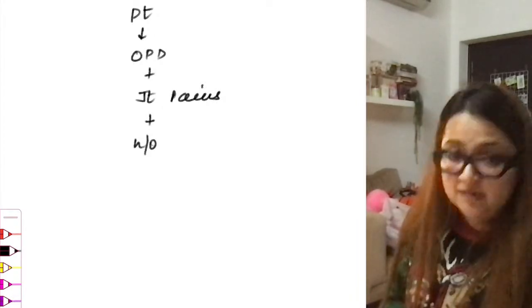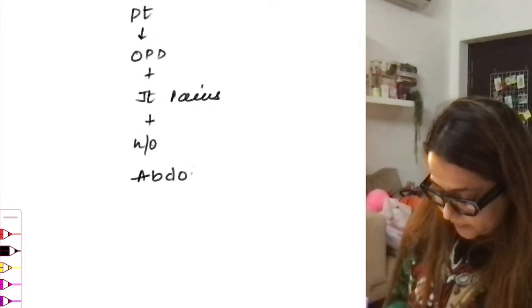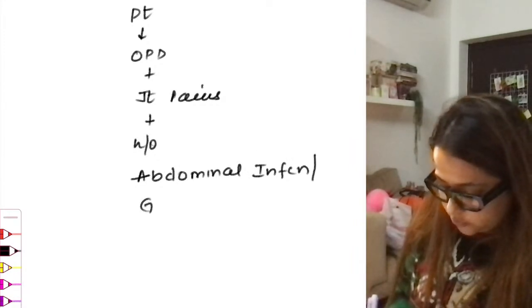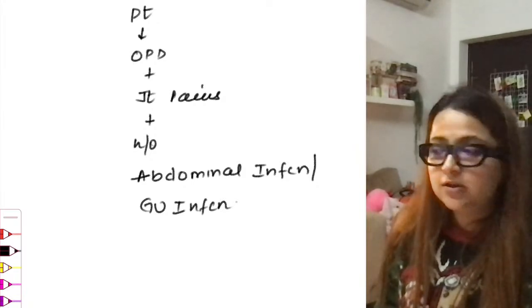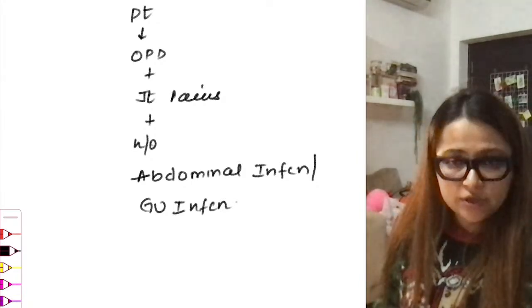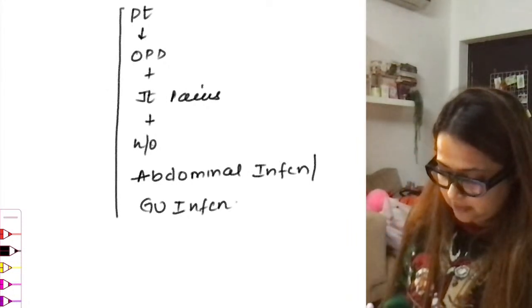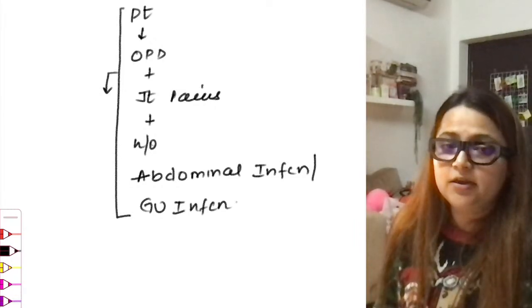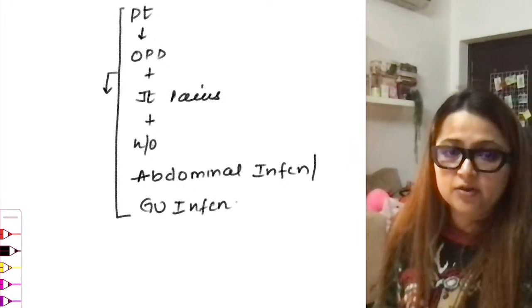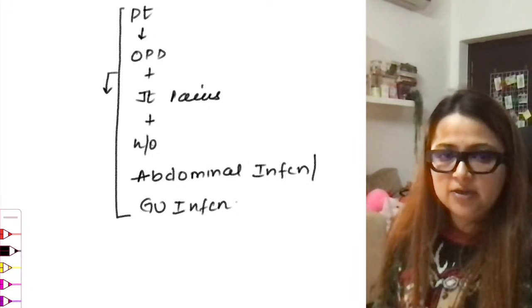and they are going to give you a history of an antecedent abdominal infection, GI infection, or a GU infection, genitourinary infection. Either the patient will give you a history of UTI, or there could be some history of gastritis. This type of history is given in reactive arthritis. There are different organisms implicated in causing reactive arthritis. Can you tell me the organism associated with reactive arthritis?